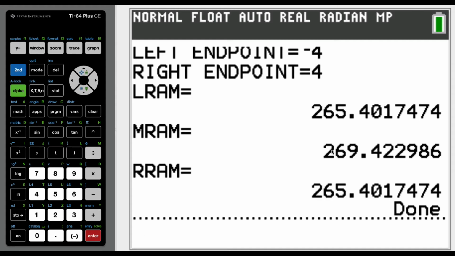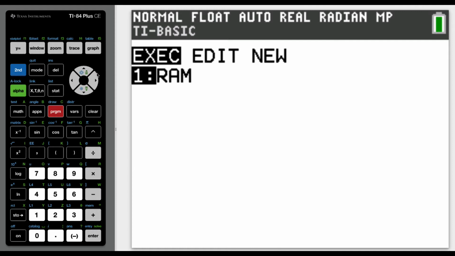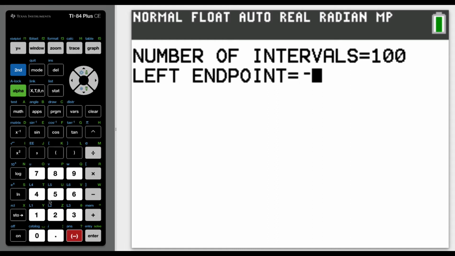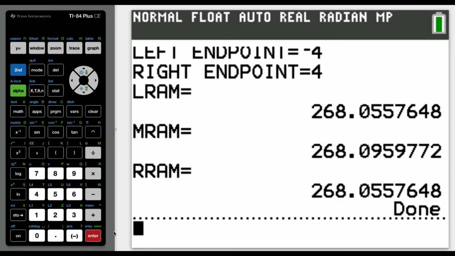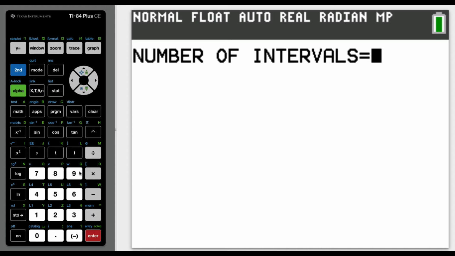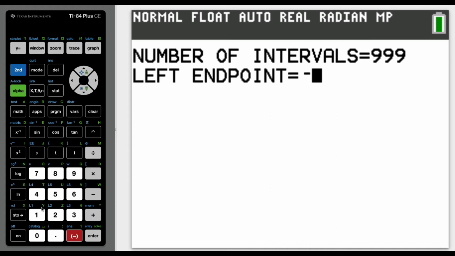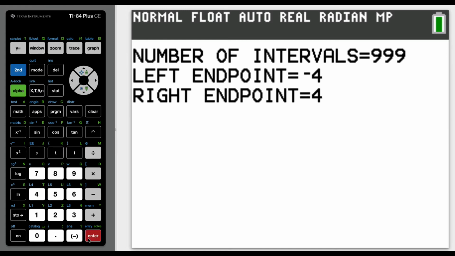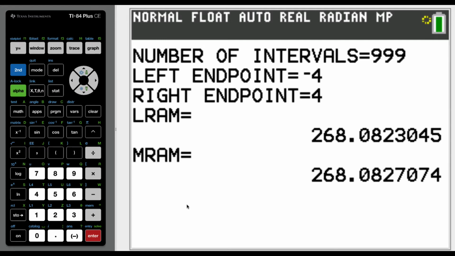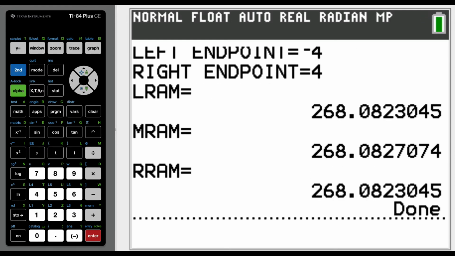But if we want an even more accurate answer, then we need to increase the number of intervals that we're choosing. So now if we go out to 100 intervals, going between -4 and +4, I can see that the numbers are very similar, but they did change just a little bit. So we're approaching a really accurate answer in here. But I'm going to do this one more time, and I'm going to bump the number of intervals up to the max of 999, going from -4 out to +4. And if I look at the middle approximation, because that's going to be the most accurate approximation, we get an approximated volume of about 268.08 if we round that off.